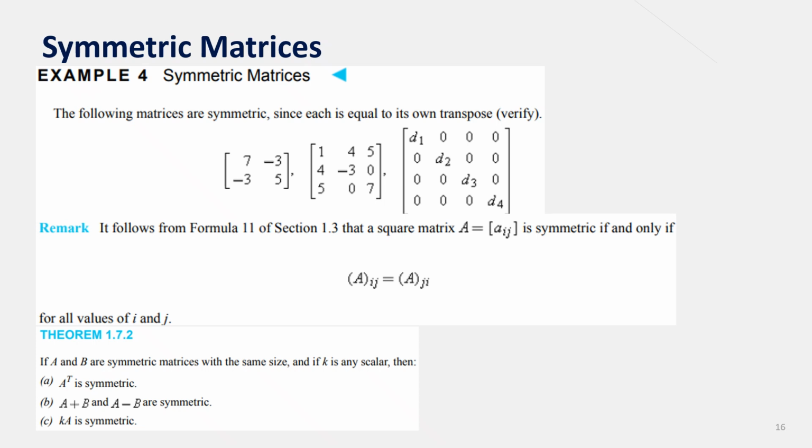Next, we talk about several more properties of symmetric matrices. The first one we already discussed earlier: when you transpose a symmetric matrix, the result is equal to itself. For example, if you transpose this one, it becomes the column 7 minus 3, and this becomes the column minus 3 5. So you see that both matrices are equal. Now you can try to do an exercise transposing these two matrices.